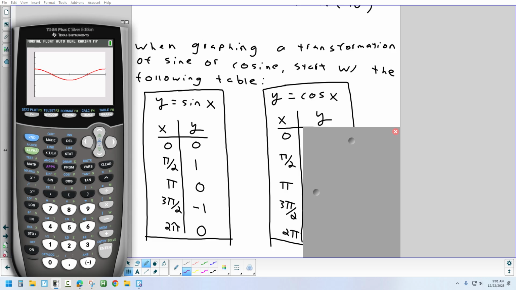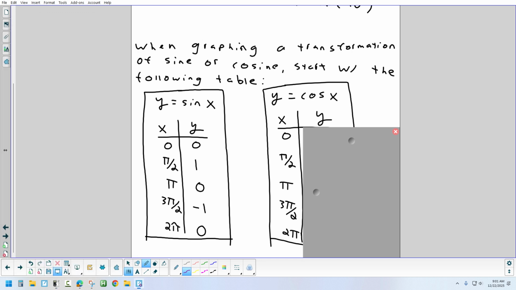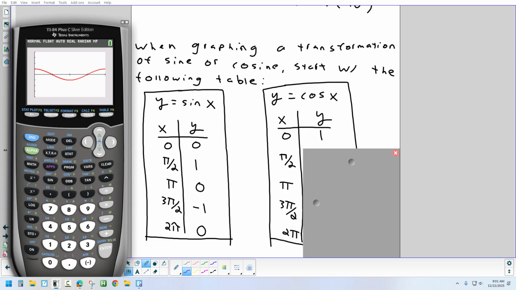So for cosine, when x is 0, what's y? Yeah, right. Y is at 1. How about when we get to pi over 2? That's our first quarter point. Y equals what? 1. So we started at 1. Nothing's going to repeat again until we get to the end. 0. Yep, so at pi over 2, we're at 0.